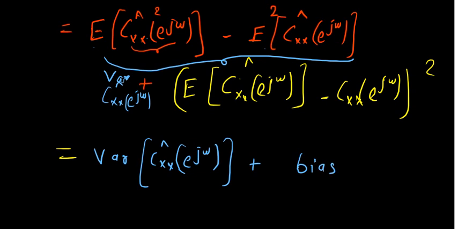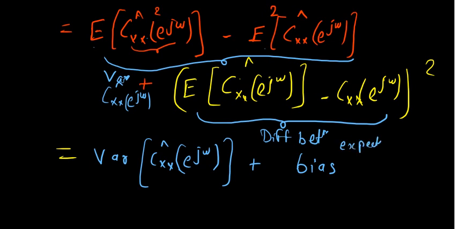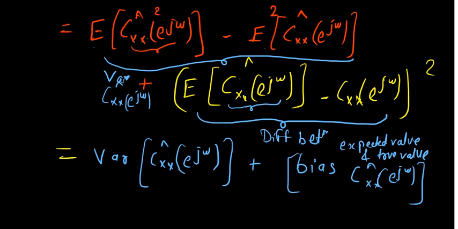So you can see that what is bias? From this mathematical equation you can say that bias is nothing but the difference between the expected value and true value of any quantity. So here the bias will be of this quantity, right? So it is called Cxx hat of e power j omega, but obviously it will be squared. So whole square, or you can write bias square of this. Okay, so we derived MSE in terms of variance and bias, right?